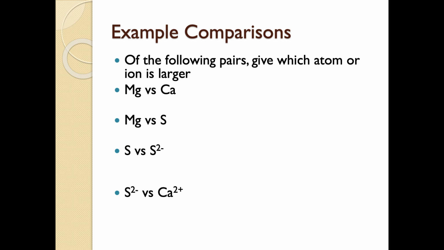So here are some general comparisons we'll take a look at, and then I have a couple other ones I'll add on that worksheet that I had a second ago. First example: magnesium versus calcium. We want to know for these different pairs which atom or ion is bigger. Between magnesium and calcium, we think about our general atomic radius trends. Things get bigger as they go down and as they go to the left on the periodic table.